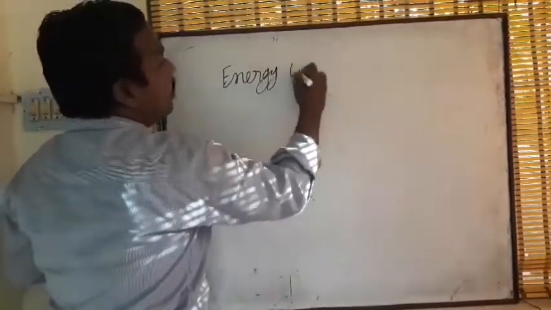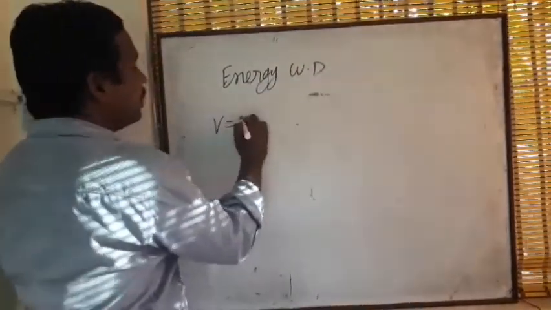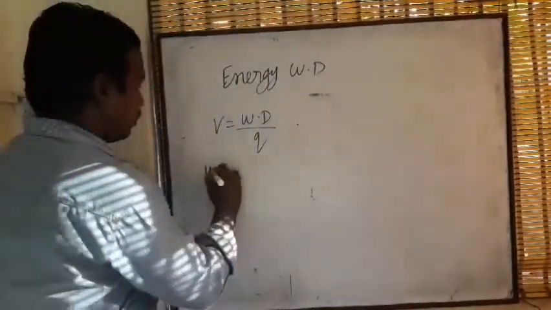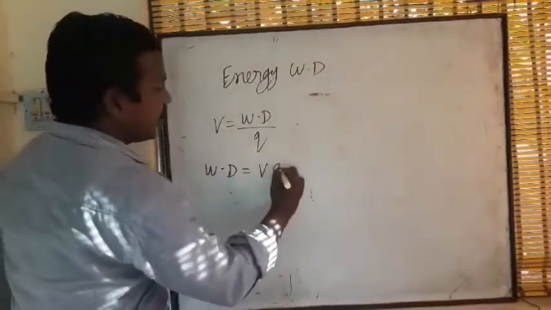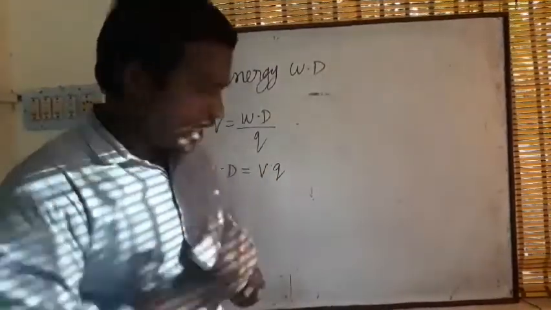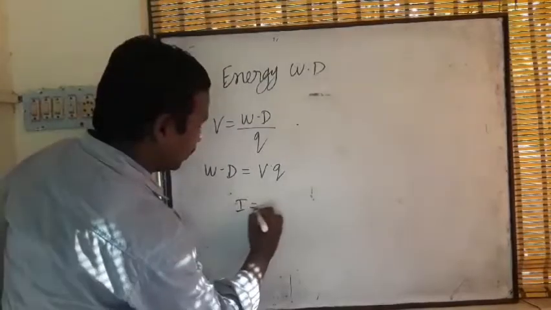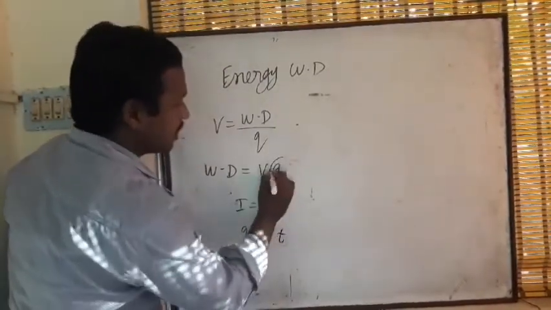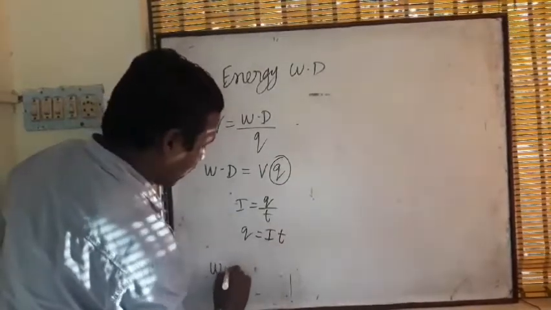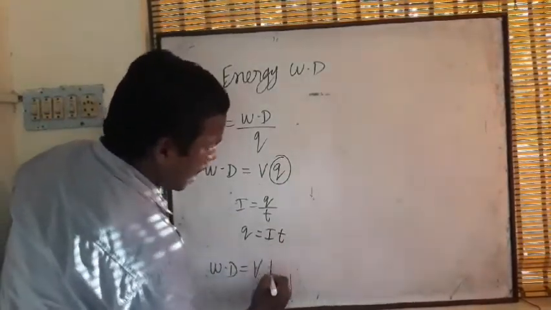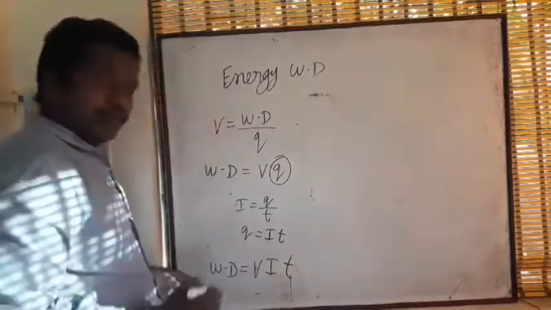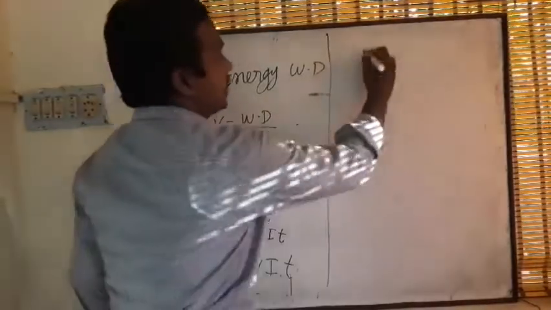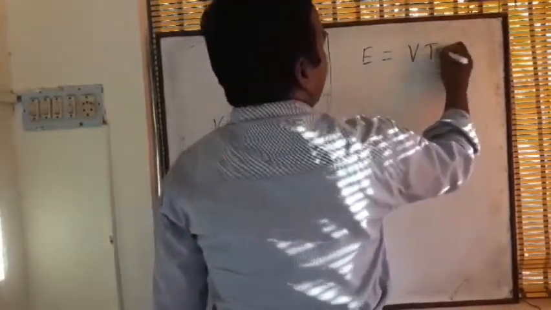Energy is called work done. Voltage is equal to work done by charge, so work done is equal to voltage into charge. Work done is also called energy. As we know, current is equal to charge by time, so charge is equal to current into time. Instead of writing charge, we can write work done is equal to V I T. So this is the formula for energy. We got the first formula: energy is equal to VIT.